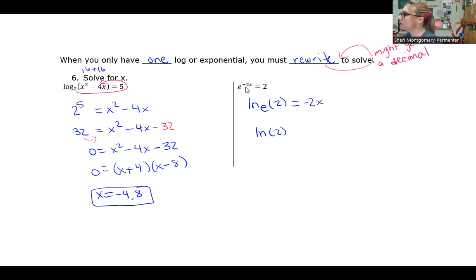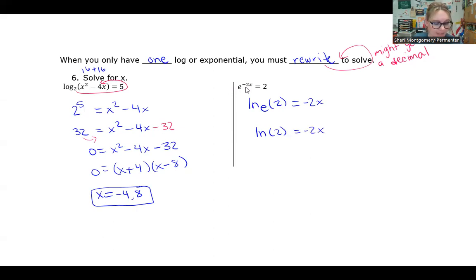Did y'all type it in? Did you get the ugly decimal? Down the left-hand side of your calculator, underneath the blue button, you're going to follow down until you see LN. You're going to press LN, and when you press LN, you're going to do LN of 2 and press enter. You're going to get a decimal.